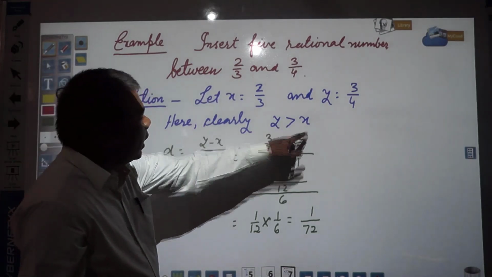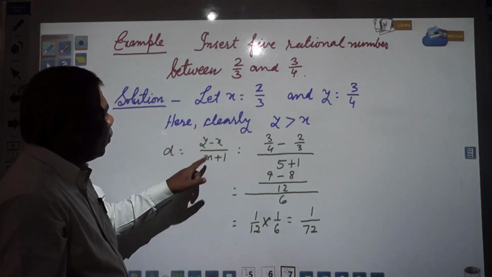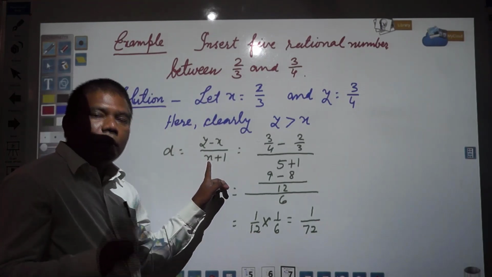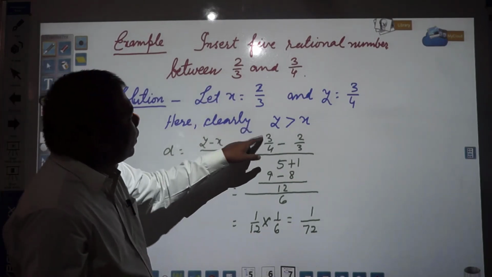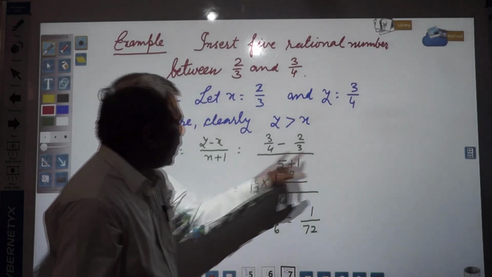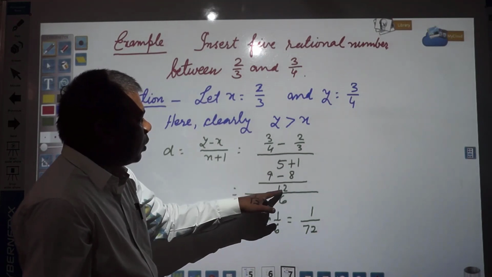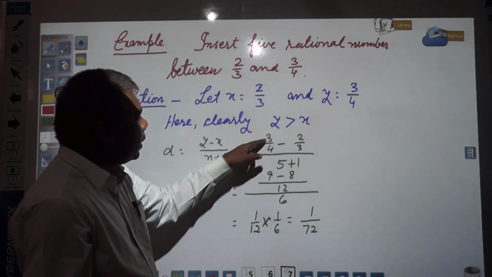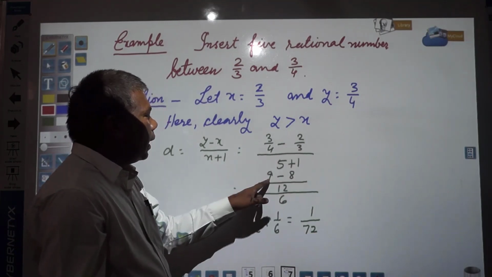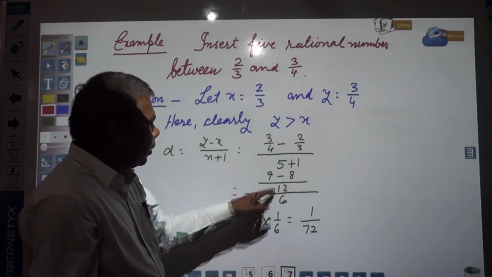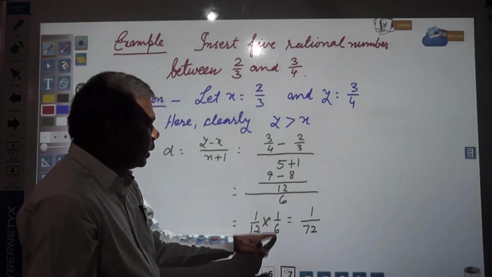Here y is greater than x, so d you will find by putting this formula, (y minus x) by (n plus 1), where n is 5, because 5 numbers you need to find out. So here you see, 3 by 4 minus 2 by 3 divided by 5 plus 1. LCM of 4 and 3 we got is 12. 4 threes are 12 and 3 threes are 9, minus 3 fours are 12 and 4 twos are 8. 9 minus 8 you got 1 by 12, divided by 6. If we are simplifying this, what will it become? 1 by 6. How will it be there?